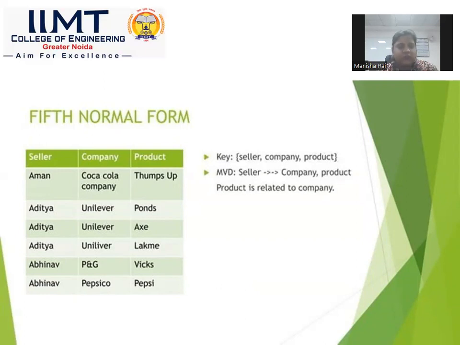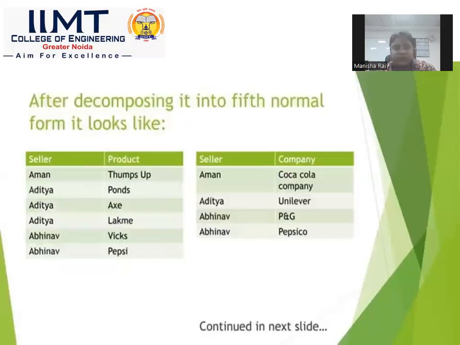Also, seller and company give a reference of the product, but product also gives a reference of a company, which is also a functional dependency condition. How will we remove that? First of all, decompose this data into third normal form and fourth normal form, just like we did here. Decompose this data into two different tables. In the first table, put a record of seller and product, and in the second table, put a record of seller and company. Now we can see that our data is capable of representing itself in a unique manner.